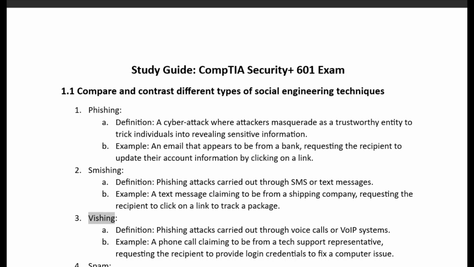Vishing. Definition: phishing attacks carried out through voice calls or VoIP systems. Example: a phone call claiming to be from a tech support representative, requesting the recipient to provide login credentials to fix a computer issue.